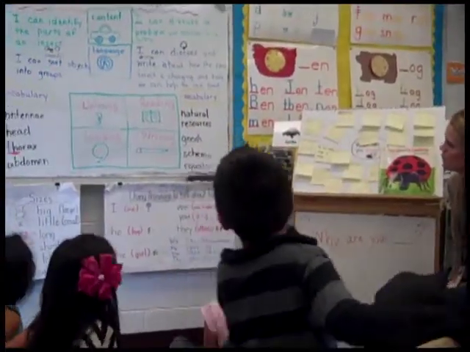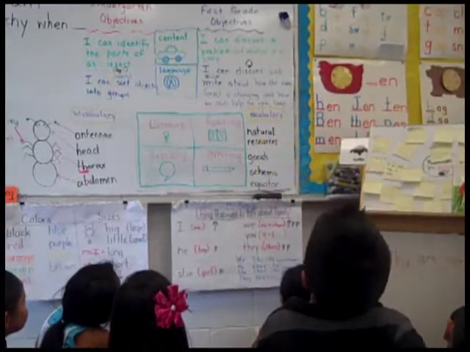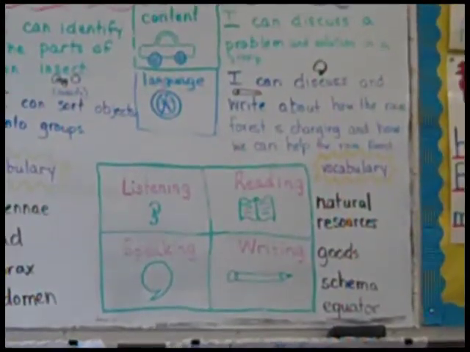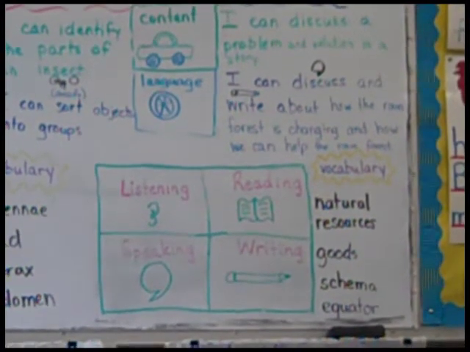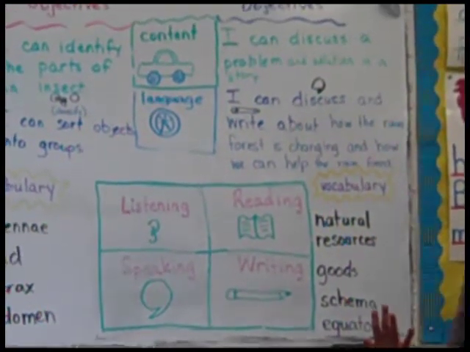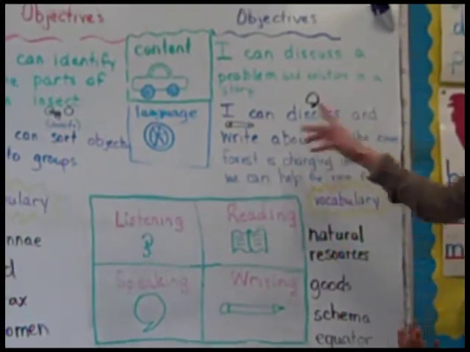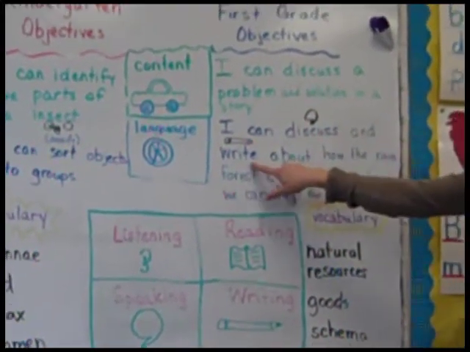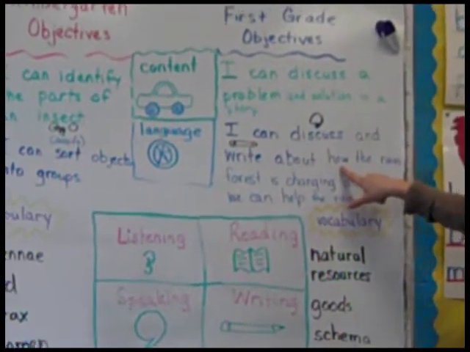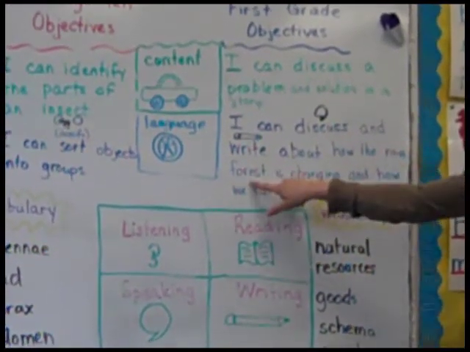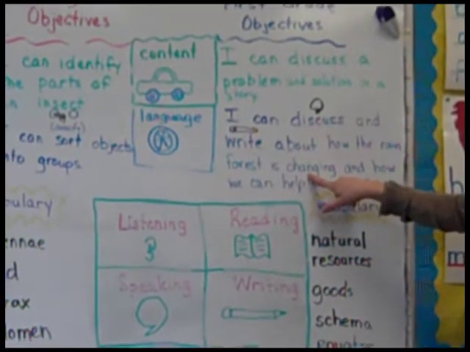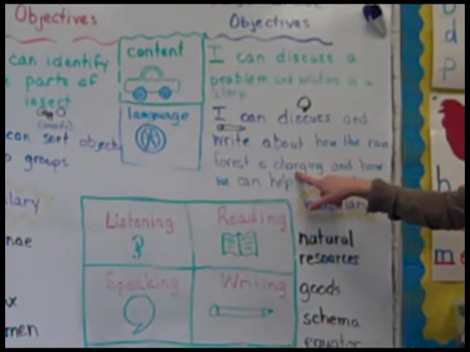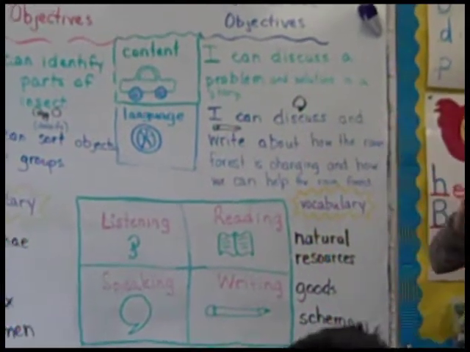I can discuss a problem and solution in a story. Check your body. Now, how are we going to do that? Okay, check your bodies, make sure they're ready. We're going to say, I can discuss and write about how the rainforest is challenging. Ooh, very close. Very close. Changing. Freeze. What does it mean if something changes?